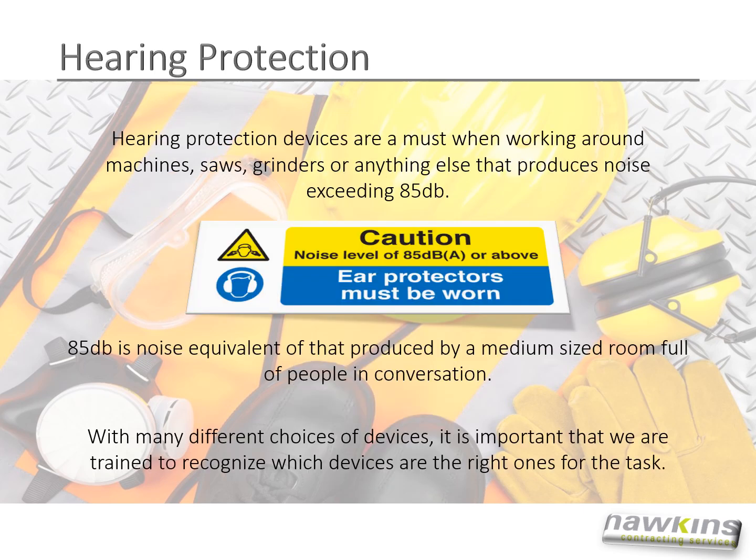Hearing protection devices are a must when working around machines, saws, grinders, or anything else that produces noise exceeding 85 decibels. 85 decibels is noise equivalent of that produced by a medium-sized room full of people in conversation. With many different choices of devices, it is important that we are trained to recognize which devices are the right ones for the task.